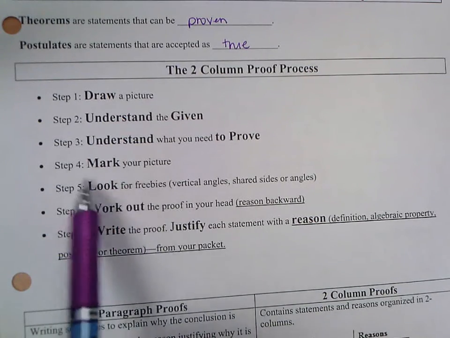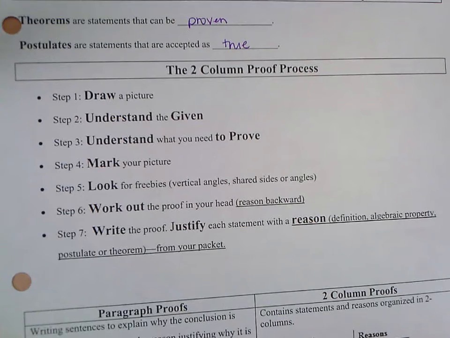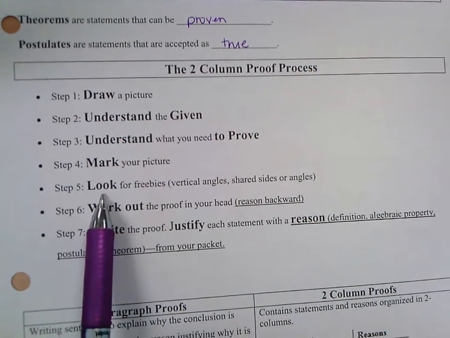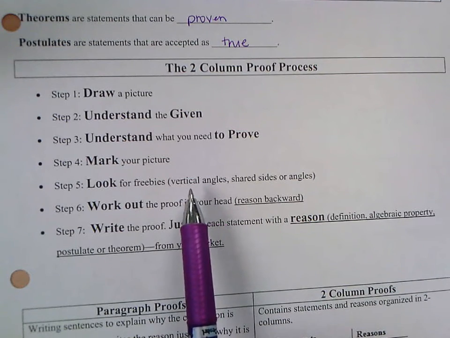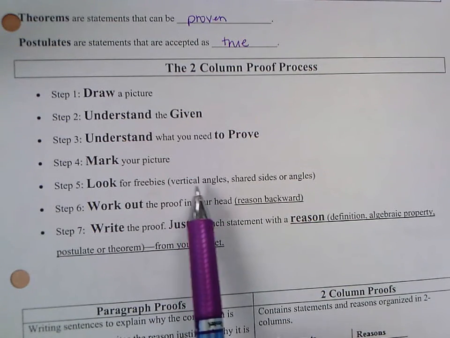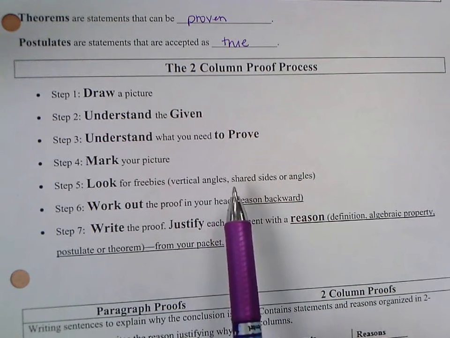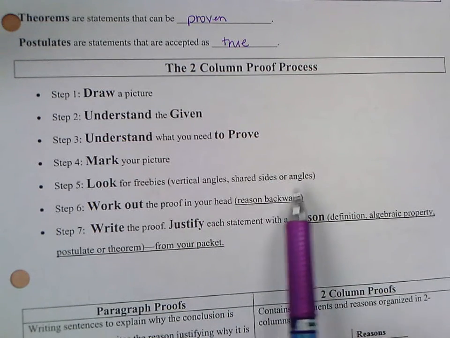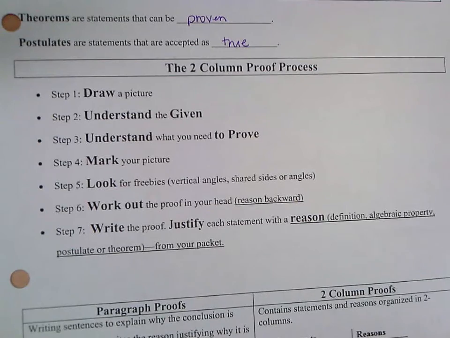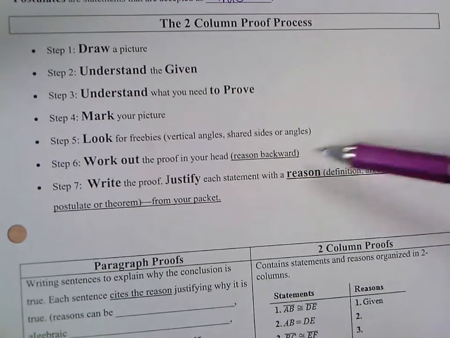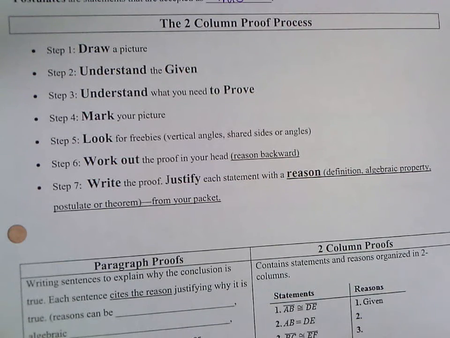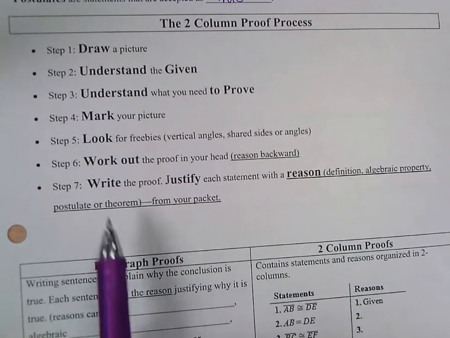Like I already said, mark your picture. And then we'll talk about this as we go through them. It says look for freebies. So freebies would be when you look at your picture, look to see, are there any vertical angles you can pick out? Are there any shared sides or shared angles of objects? But we'll talk about that more as we get into these, because we're going to be doing proofs, like I said, in chapters 3, 4, and 5 also. Step 6, work out the proof in your head, which reasoning backwards can help in that case. And then you're writing out the proof.